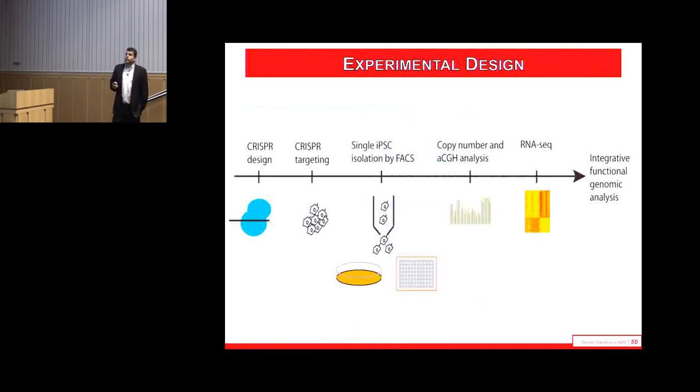Basically, we designed the CRISPR. We targeted the seg dupes. We actually did FACS sorting after we generated the CRISPR treatment so that we could get the single cells, because we didn't want a heterogeneous population of cells. We're in the middle of doing genome-wide copy number analysis, but we have looked at the region itself with a qPCR, and then we've now done genome-wide RNA-seq.